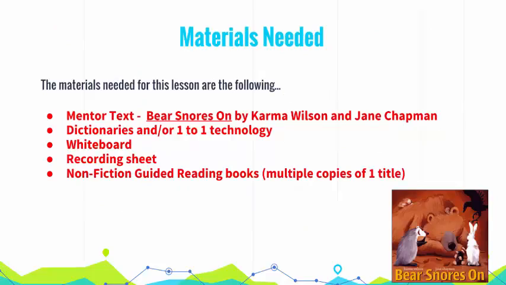In order to complete this lesson, you will need a mentor text such as Bear Snores On, or something else with higher level vocabulary words. Each student will need a print dictionary or one-to-one technology to access digital dictionaries. You will also need multiple copies of one nonfiction text and the independent recording sheet for students to document their work.